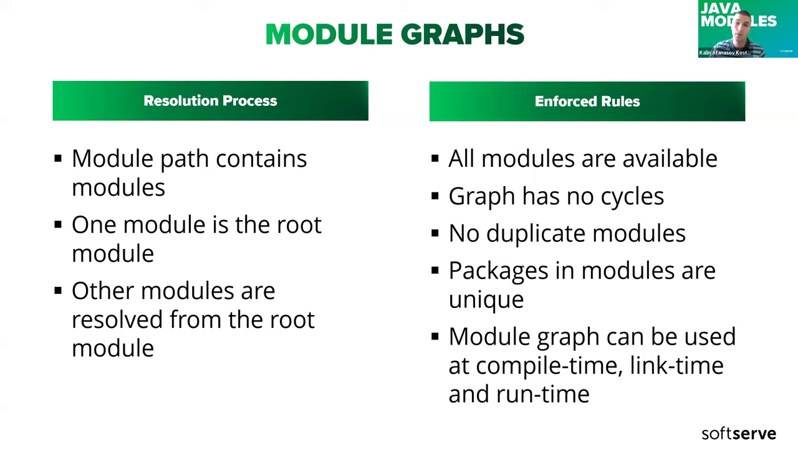When we have the module graph, we can use it to check for correctness, and we can have reliable configuration this way. Some of the basic rules enforced by the system: it can make sure that all modules are available. For example, if a module is missing when we run the application, we get the error immediately, which is a pretty nice improvement. It can also make sure that there are no cycles in the graph. If a cycle exists, we will also get an error message. It can make sure that there are no duplicate modules, and also generates an error. It can check to make sure that all package names in modules are unique, and this way it avoids the jar hell. What's really powerful is that the module graph can be used at compile time, link time, and runtime.